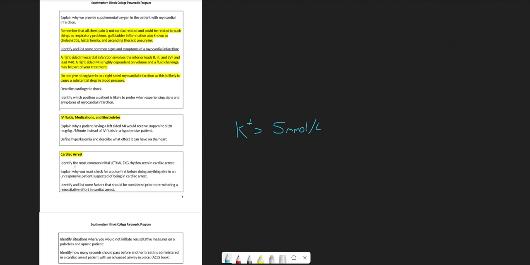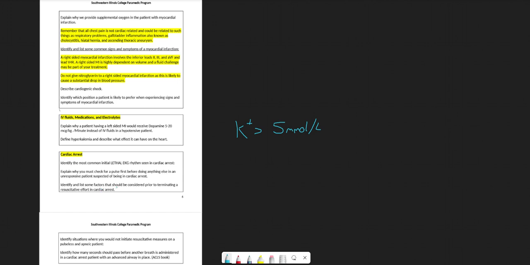All right. Identify the most common lethal EKG rhythm seen in cardiac arrest. This is just VFib. Explain why you must check for a pulse first before doing anything else in an unresponsive patient suspected of being in cardiac arrest. So when you have an unresponsive patient that you think is potentially coded, it's no longer ABC, it's CAB. So you check for a pulse first, and if they don't have a palpable pulse, you begin CPR before you assess their airway and their breathing. After you have compressions going, then you assess other things.